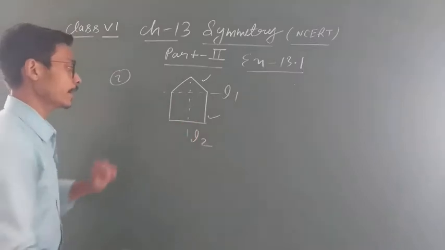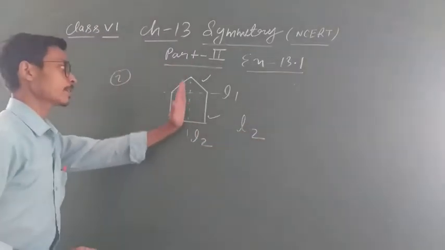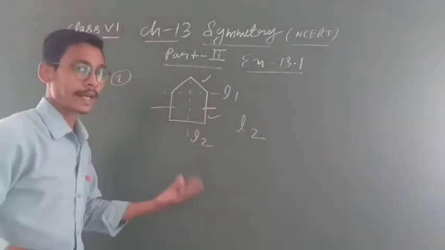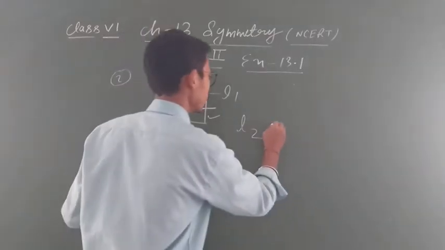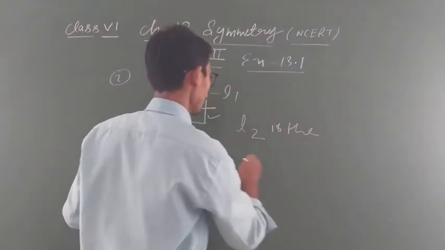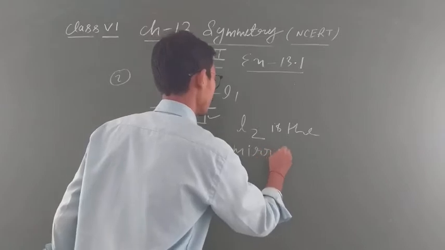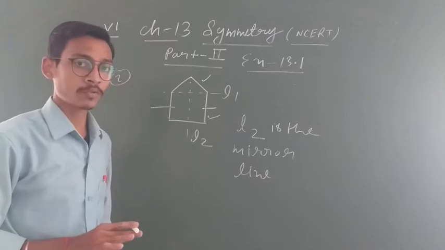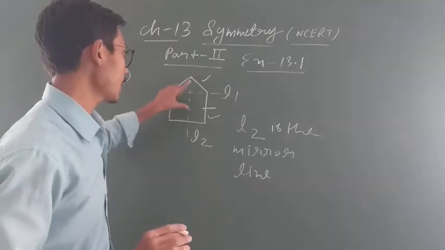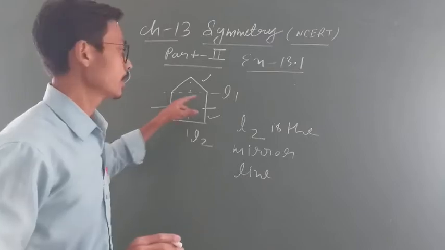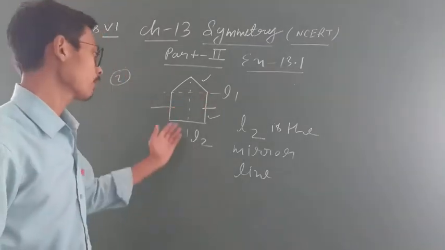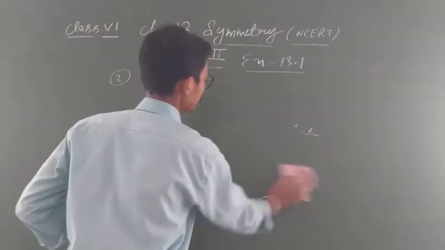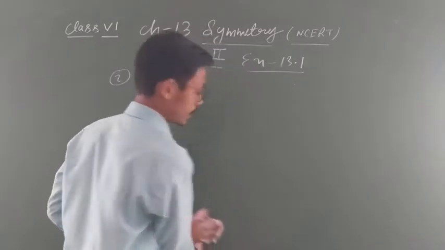But if you find L2, look, L2 divides the diagram into 2 equal parts. This side and this side are both identical. You can write down L2 is the mirror line or line of symmetry. Anything you can write down. Clear students? Why? Because L2 is the line which divides the diagram into 2 equal and identical parts, but L1 is not. Due to this we are writing L2 is the mirror line. Clear everyone? Let's come to the next question, students. All questions are very easy and simple.